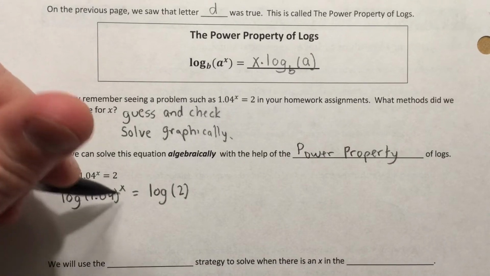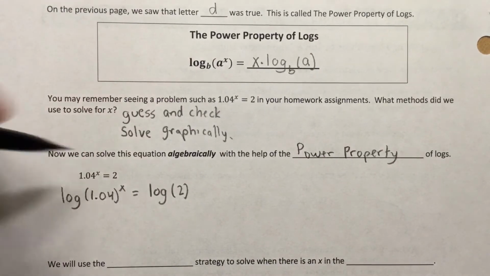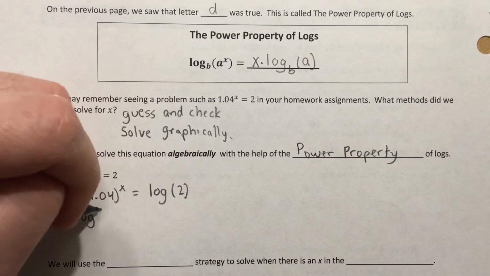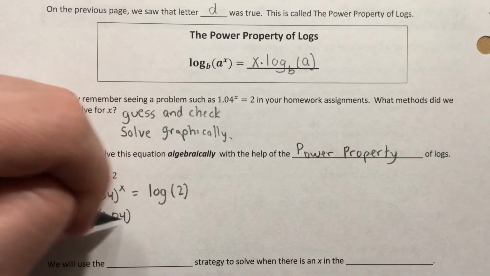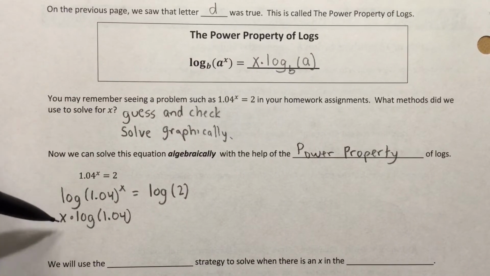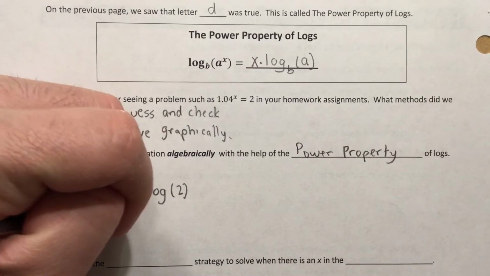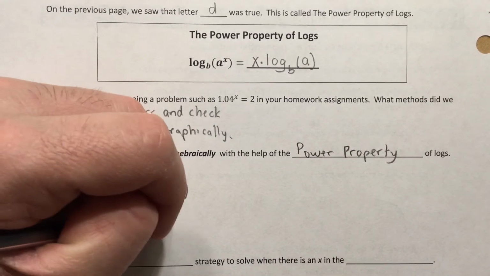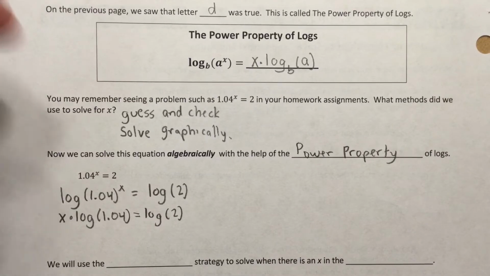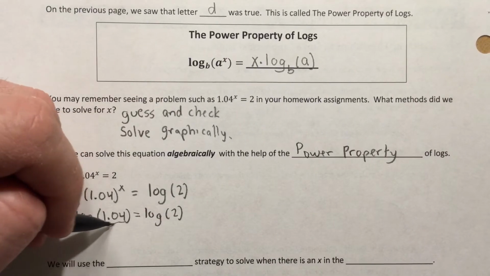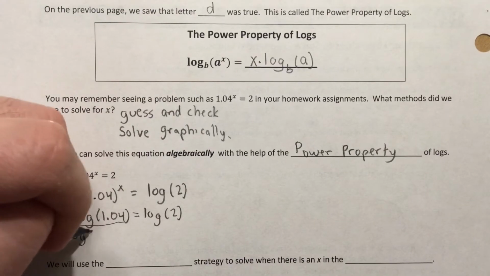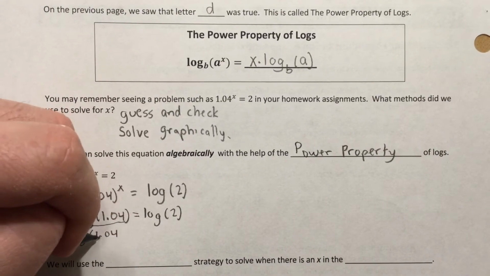And now we can use that power property. That x was in the exponent. We can move that x in front and multiply it now by whatever remains. So I can rewrite this as x times log of 1.04 equals log of 2. And so now it's a regular multiplication problem. To get the x by itself, these are separated by multiplication. So to get the x by itself, I'm going to divide by log of 1.04.